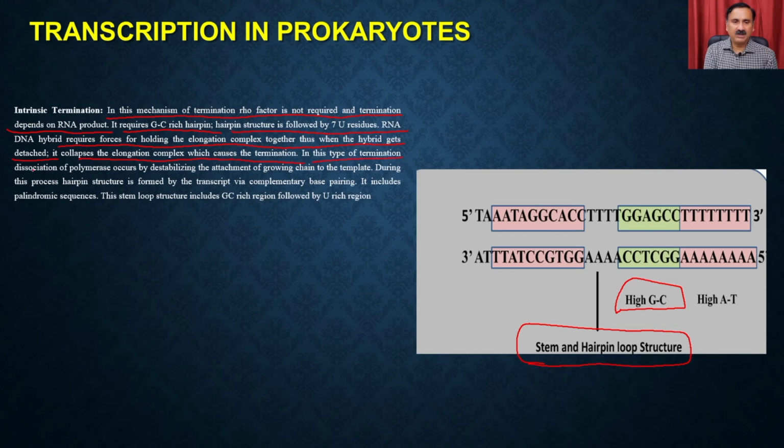In this type of termination, the dissociation of the polymerase occurs by destabilizing the attachment of the growing chain to the template. During this process, the hairpin structure is formed in the transcript via complementary base pairing. It includes palindromic sequences. This stem-loop structure includes the GC-rich region followed by the U region. So what you see here is a GC-rich hairpin, followed by the seven U residues, and that's how it is going to form the hairpin loop.